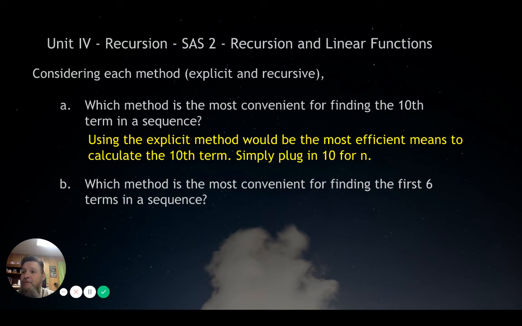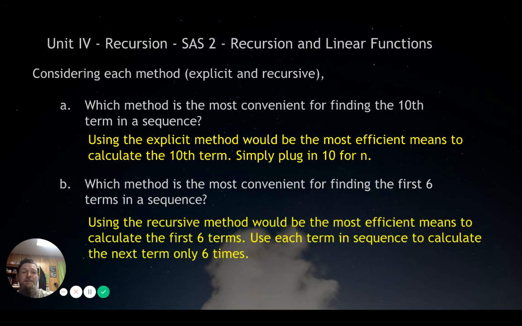Which method is most convenient for finding the first 6 terms in the sequence? In that case, since you have to recurse to find them, it would be more efficient to just go term by term and find the first 6 terms. It makes it much easier that way than plugging the first 6 numbers, 1, 2, 3, 4, 5, 6, into a formula.